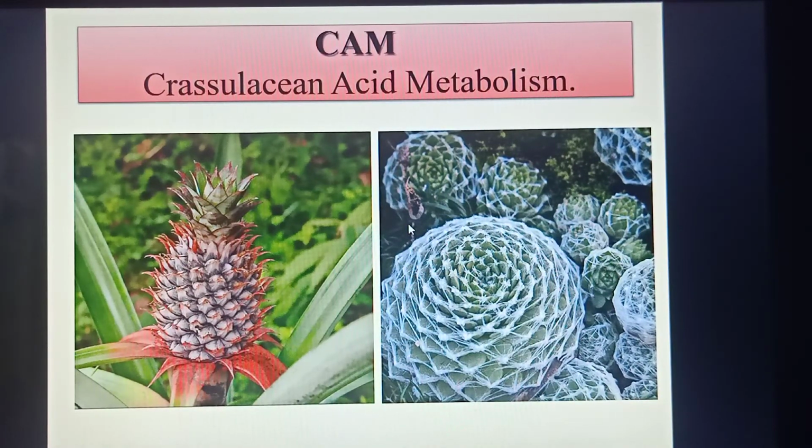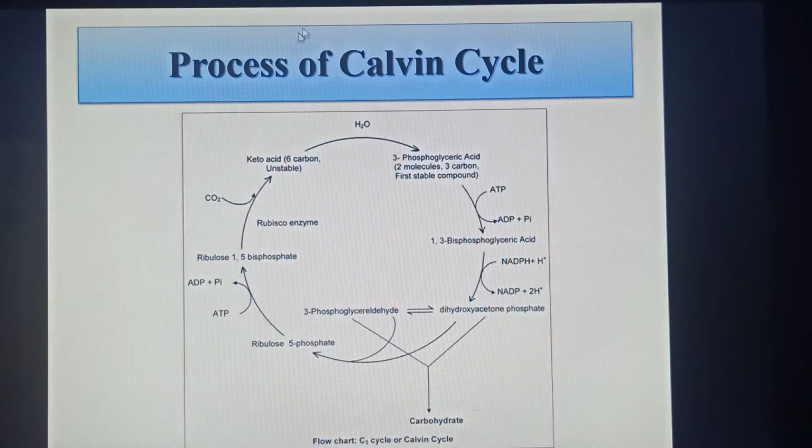Then CAM, Crassulacean acid metabolism. This is another pathway of carbohydrate production in the light independent phase. Xerophytic plants, especially the cactus plant, follow this cycle during their light independent phase, and the CAM cycle is just like the C4 cycle. This is the outline of the process of the Calvin cycle. This is the total cycle, the Calvin cycle.